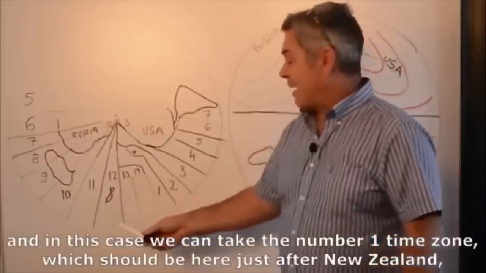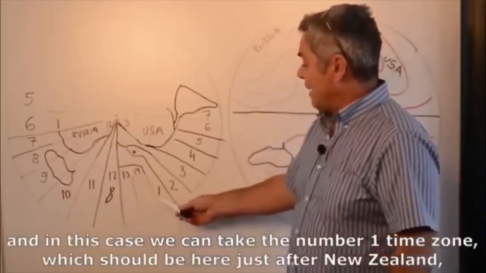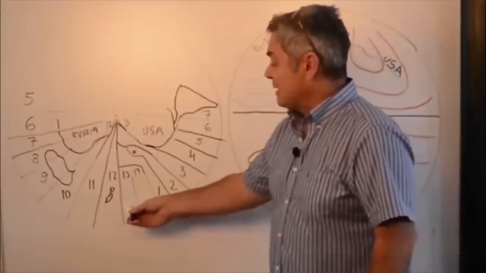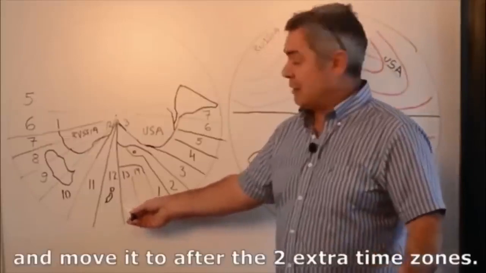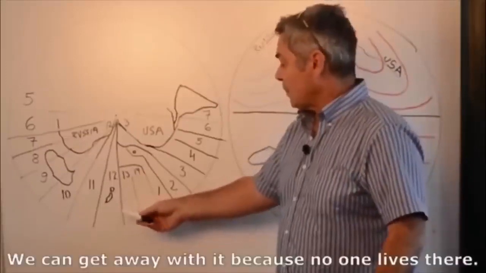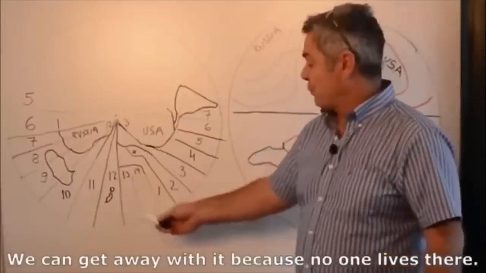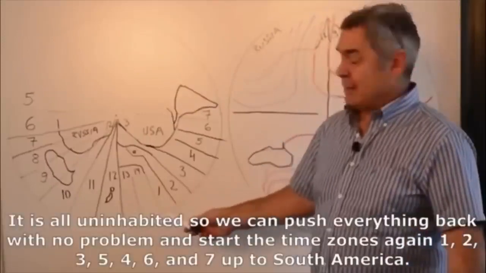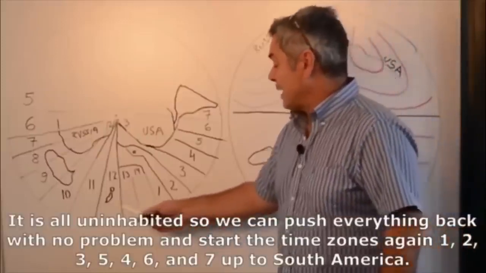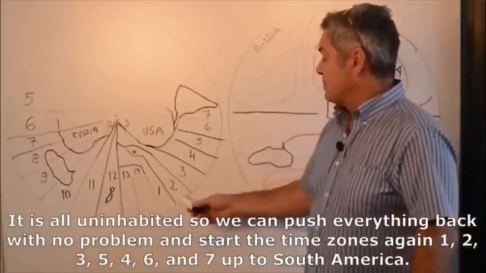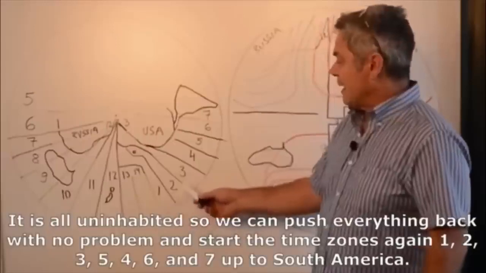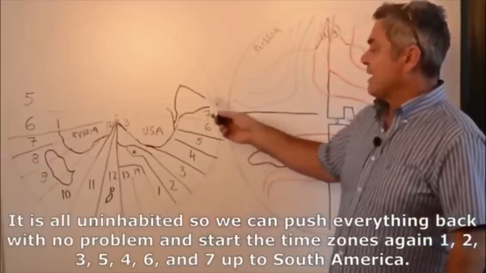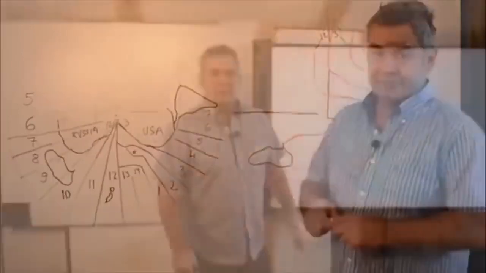And in this case, we can take the number 1 time zone, which should be here just after New Zealand, and move it to after the 2 extra time zones. We can get away with it because no one lives there. It's not habitated, so we can push everything back with no problem and start the time zones again. 1, 2, 3, 4, 5, 6, and 7 up to South America.